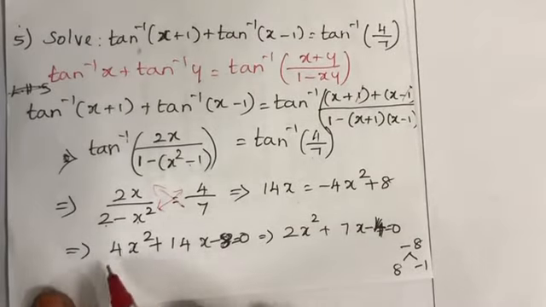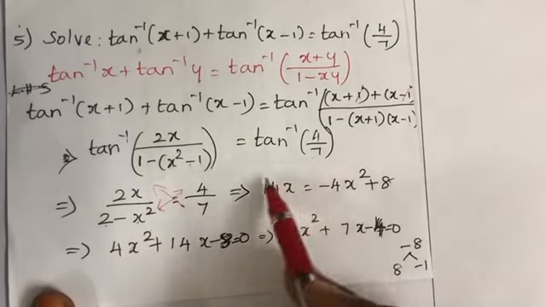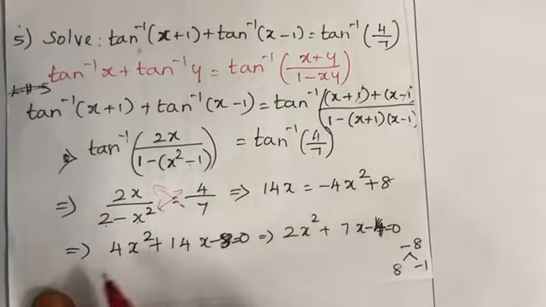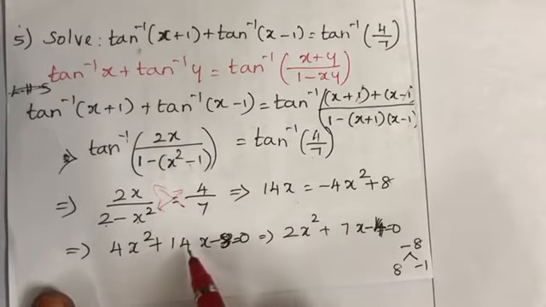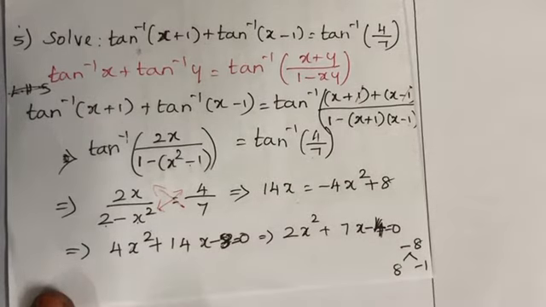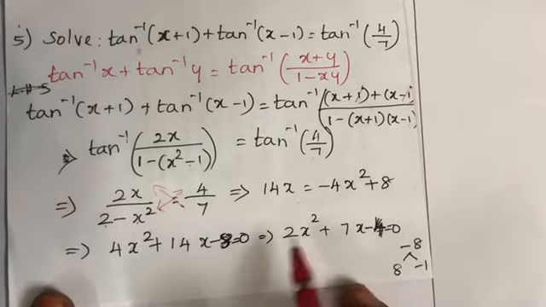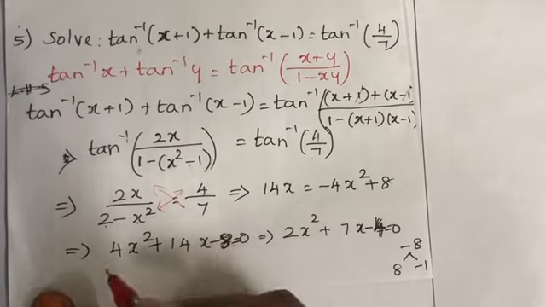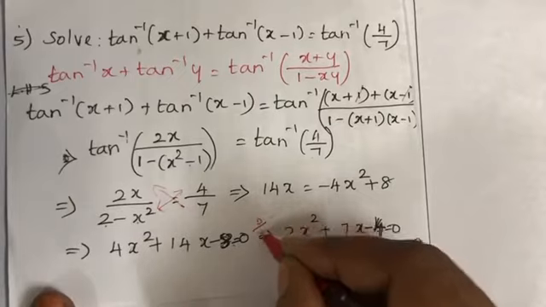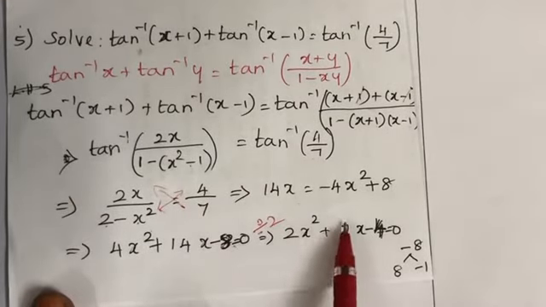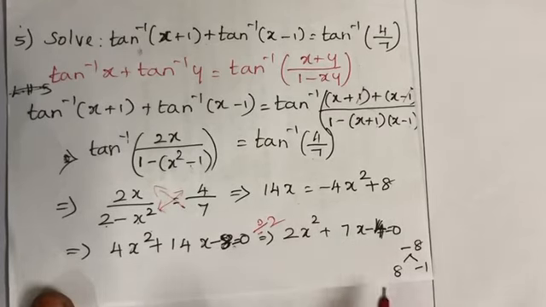While bringing the terms to this side, minus 4x square will become plus 4x square. So 4x square plus 14x minus 8 is equal to 0. That implies we have to factorize. Now all are even terms, so I am dividing the equation by 2. I get 2x square plus 7x minus 4 is equal to 0.